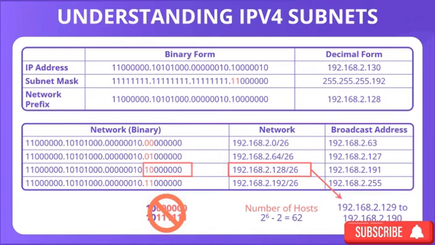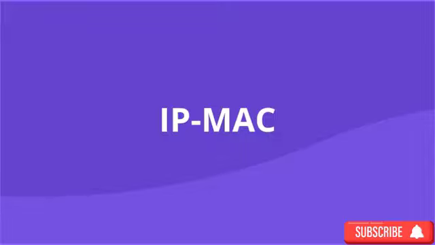Excellent. So as a result, the IP addresses of the devices in the subnetwork 192.168.2.128/26 will be between 192.168.2.129 and 192.168.2.190. So introducing routing. IP, MAC.